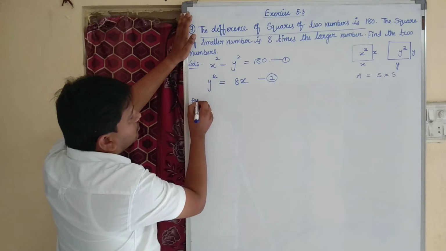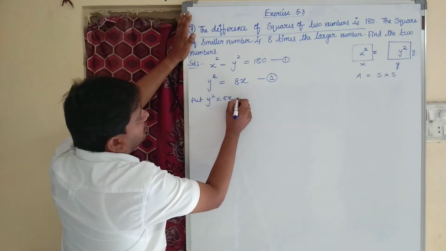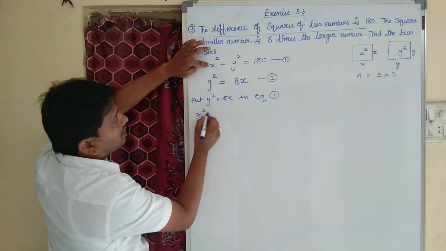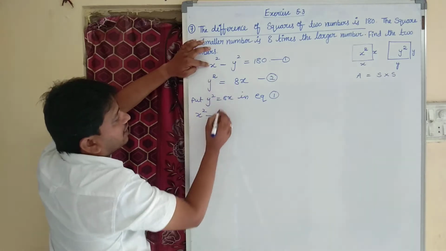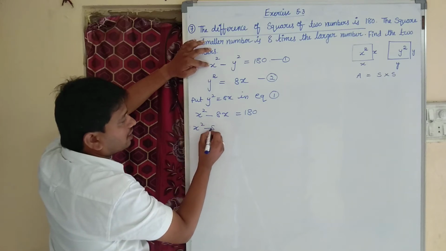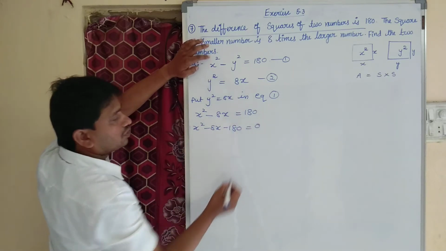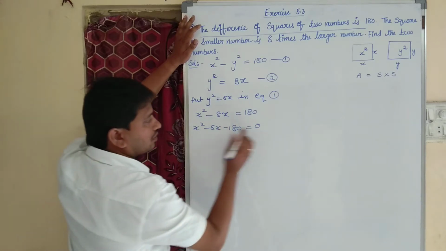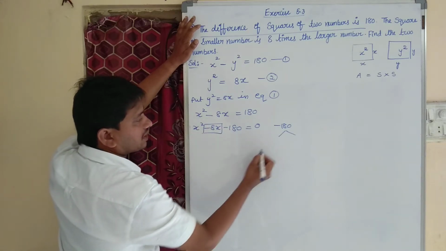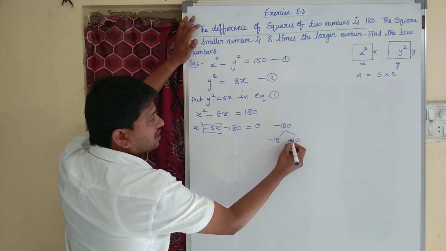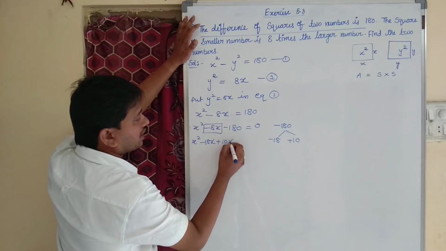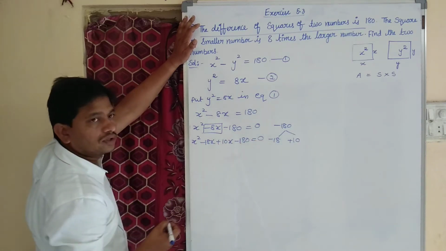Put y square equal to 8x in equation number 1. Our equation number 1 is x square minus, in the place of y square we can write 8x, equal to 180. Transposing 180, x square minus 8x minus 180 equal to 0. Factorization: we have minus 180 as our constant and the middle term is minus 8x. 18 times 10 is 180, so minus 18 and plus 10. So x square minus 18x plus 10x minus 180 equal to 0.